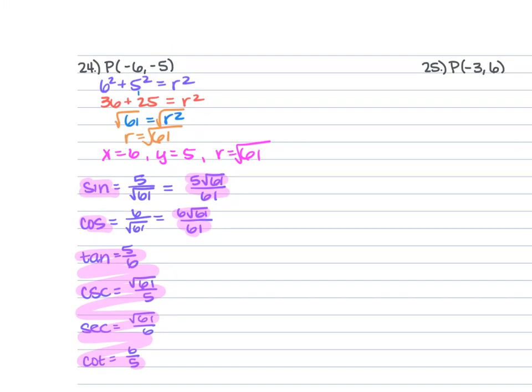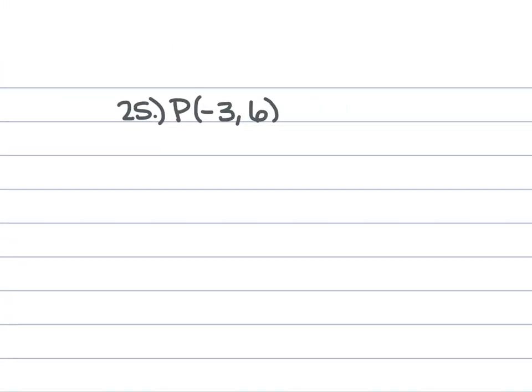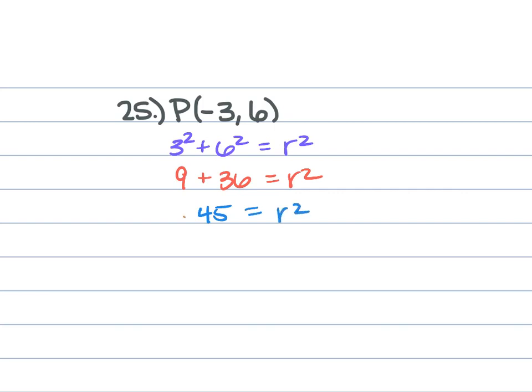For our last one, we have -3, 6, so we're going to use 3 squared plus 6 squared is equal to r squared. 3 squared is 9. 6 squared is 36. If we add these two, we get 45 is equal to r squared. We take the square root of both sides. R is going to be 3 square root 5. So we have an x of 3, a y of 6, and an r of 3 square root 5.